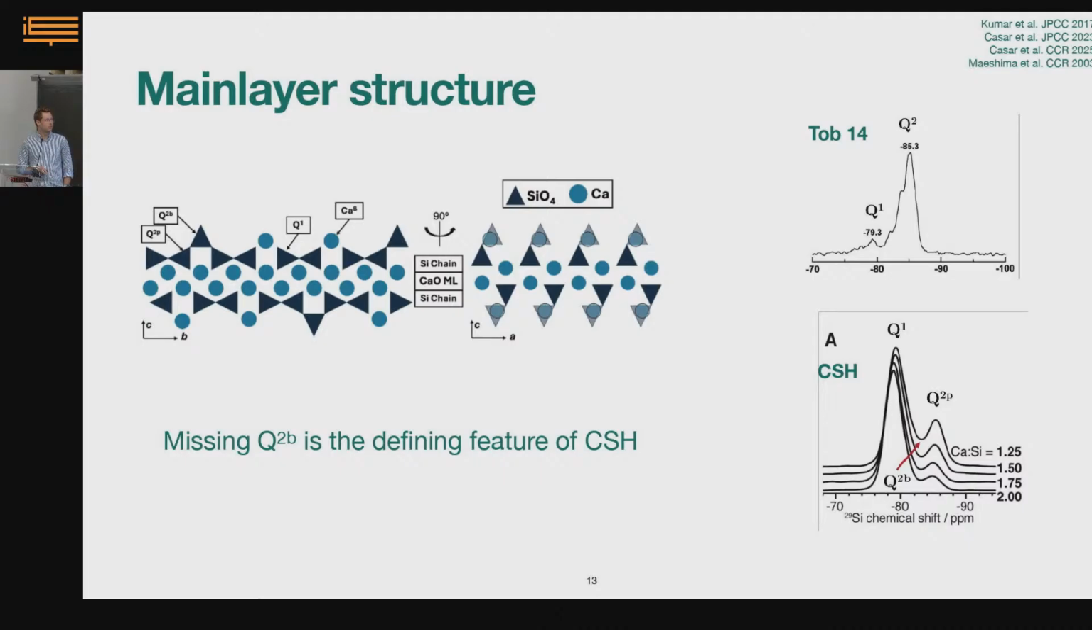But as shown here in the Kumar paper from PTG, our lab, we see that as the calcium silicon ratio increases, we have less and less Q2P and Q2B silicates, which means that as we increase the calcium silicon ratio, which corresponds to an increase of the solution pH, we have more and more of those bridging sites actually missing, and that's the key defining feature of CSH.